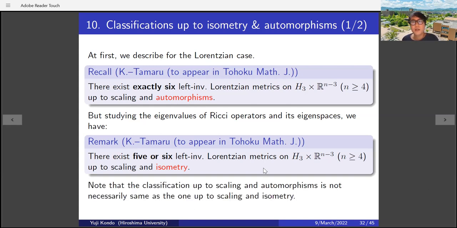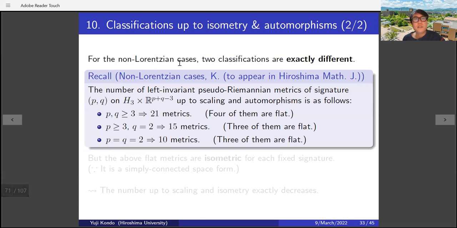Please note that the classification up to scaling and automorphisms is not necessarily the same as the classification up to scaling and isometry. But for the non-Lorentzian cases, the two classifications are exactly different. So recall that the number of left-invariant pseudo-Riemannian metrics of signature PQ up to scaling and automorphisms for the non-Lorentzian cases is like this. For example, in this case, there are four flat left-invariant pseudo-Riemannian metrics. And in this case and this case, there are three flat left-invariant pseudo-Riemannian metrics.